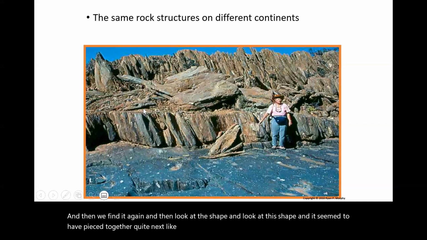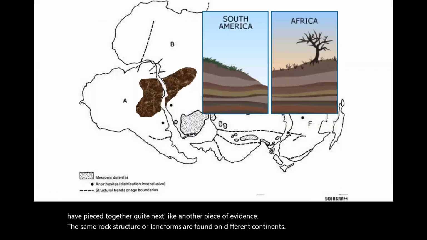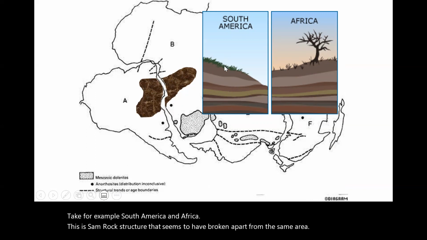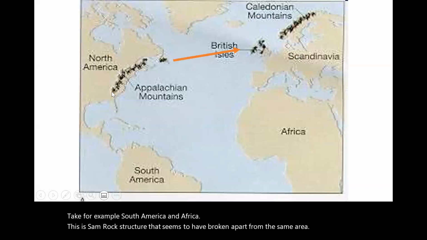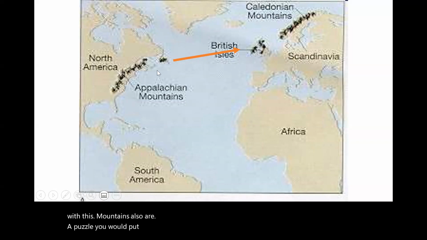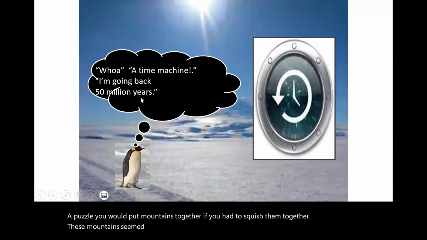Another piece of evidence: the same rock structure or landforms are found on different continents. Take, for example, South America and Africa. This is the same rock structure that seems to have broken apart from the same area. Right? Then we have these mountains that seem to have once been joined, because look at where these mountains are. Like a puzzle, you would put mountains together if you had to squish them together. See? These mountains seem to have broken apart.